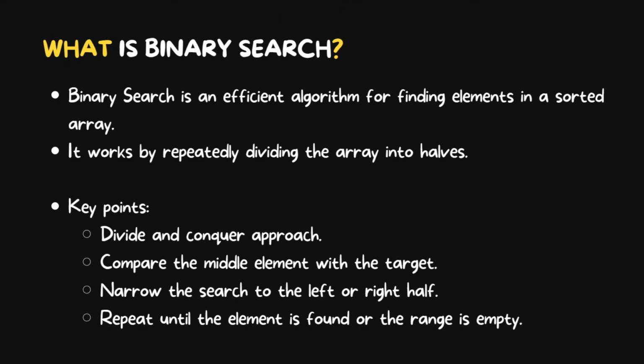So here's the idea. Take the middle element of the array. If it matches the target, you are done. That's it. You found the target element. If the target is smaller, search only the left half. If the target is larger, search only the right half. This way, with each step, you cut the search space in half, making the algorithm incredibly fast compared to a linear search.